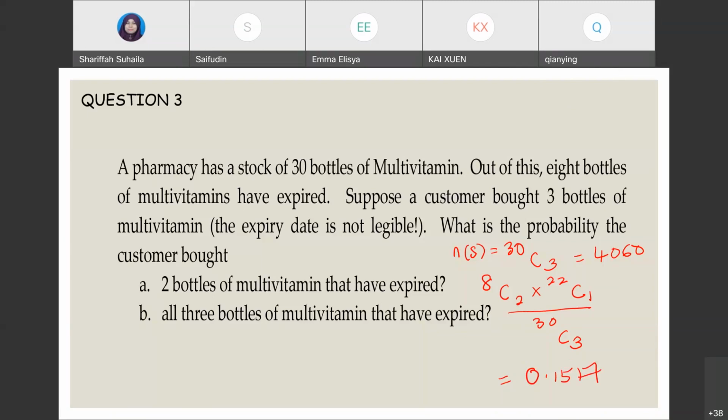Okay, so the next one, all 3 bottles of multivitamin that have expired. So 3 tu dipilih. Okay, so that's mean you will have 3 choose 3. Okay, so again, sorry, 3 choose 3 lah. Okay, 8 choose 3. Okay, so daripada 8 botol, akan pilih 3. So again, balance choose 0 lah. Divide by choose 3. Okay, so that one.